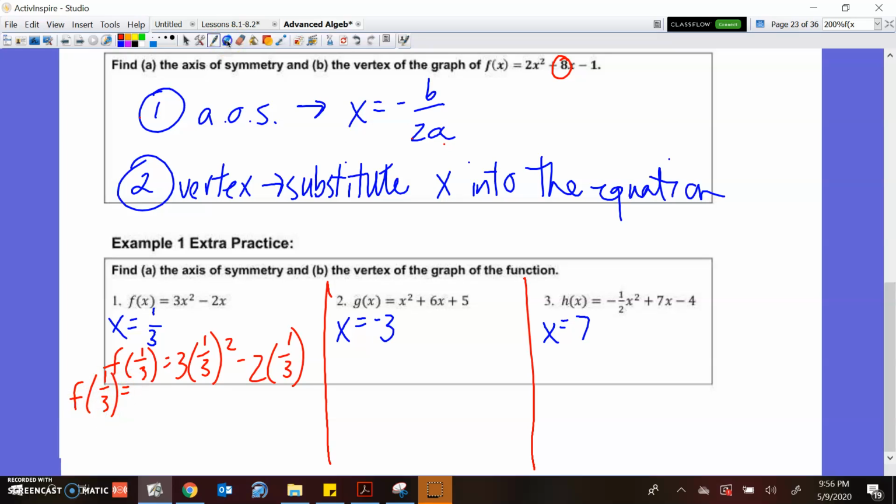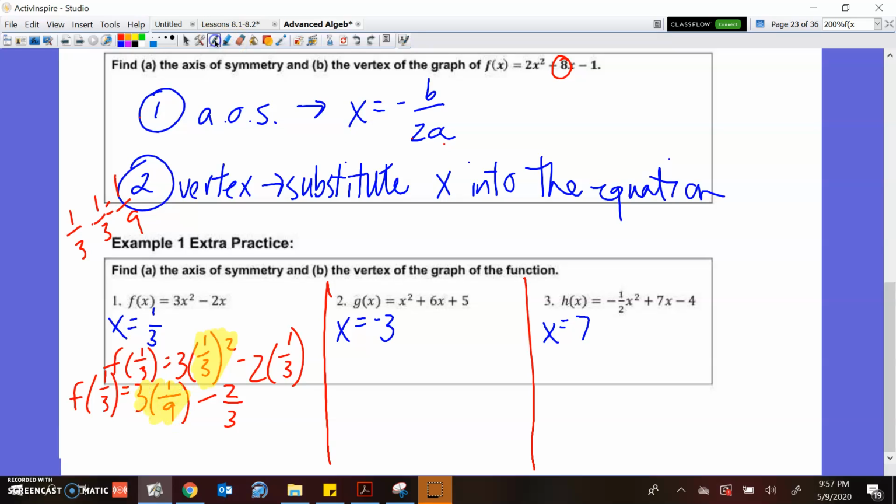Now what I want to do next is focus on using my exponents, PEMDAS. So that's going to give me 1/3 times 1/3. I multiply straight across and I get 1/9. So now I have 3 times 1/9 for the first half of that problem, minus, now 2 times a third is 2/3. Okay? All right.